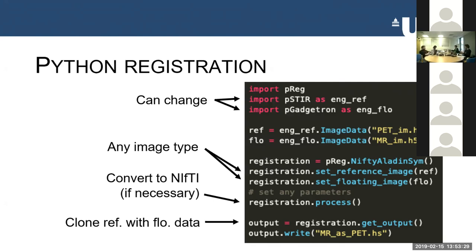Okay, perfect. And you can chain them if you want to do multiple registrations. So you can feed one into the next. And if you're doing a non-rigid registration, you can also give it an initial affine or an initial transformation. Yeah. Good.